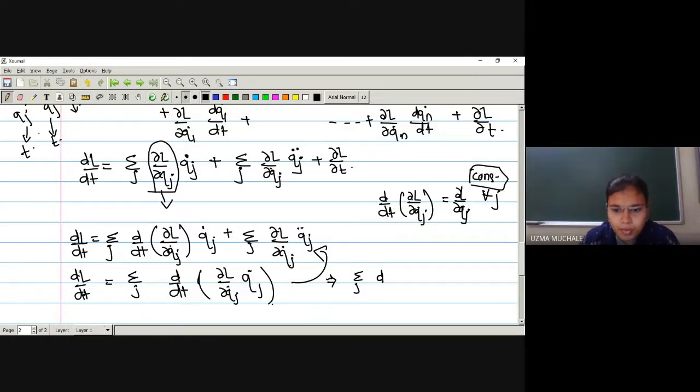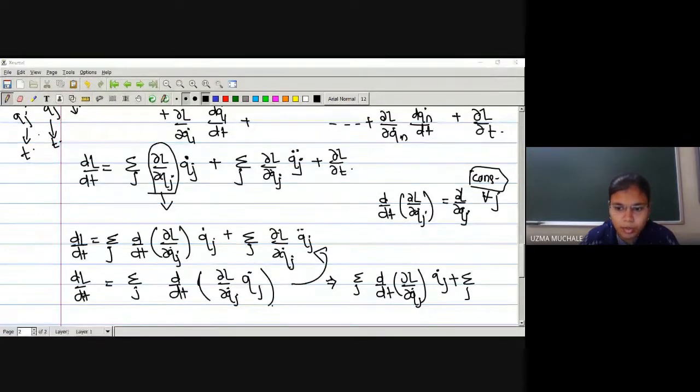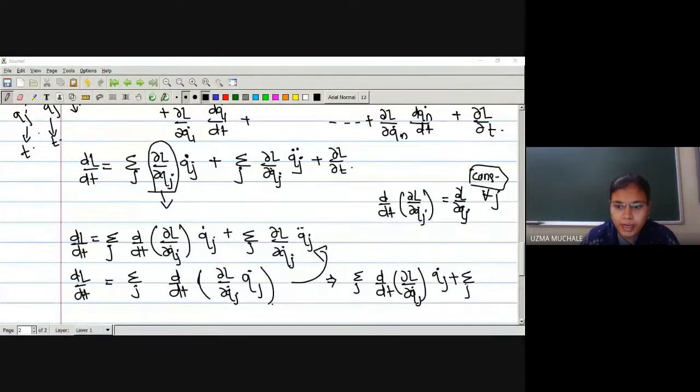Right? So first I will find out the derivative of the first term, that is dou L by dou Qj dot, with respect to t. At that time we'll keep Qj dot as it is, correct? Plus this summation for both the terms. So we'll write down this summation over j, correct? Next, what is the next term? We will keep dou L by dou Qj dot as it is, correct? First term as it is, because for the first term we have evaluated the derivative.